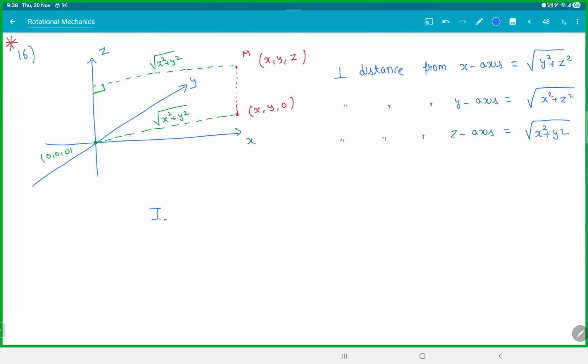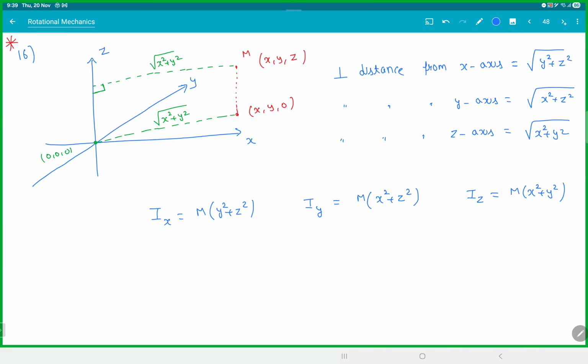So what is Ix? Ix will be m into y square plus z square. This is what I was saying. See, same particle, but depending on the axis, you get different moments of inertia. Iy will be m into x square plus z square, and Iz will be m into x square plus y square. Clear with this? Any doubts on this?